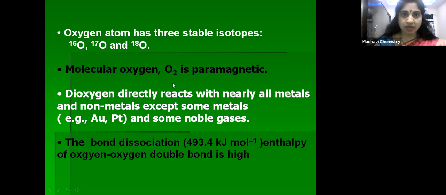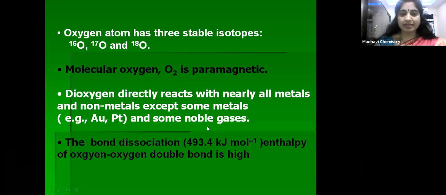So what are the things that we have discussed? Oxygen has three isotopes, O16, O17, O18. Isotopes have the same atomic number but different mass numbers. Molecular oxygen is paramagnetic because it has anti-bonding molecular orbitals, pi star 2px and pi star 2py, with single unpaired electrons. That's why it is paramagnetic in nature, weakly attracted towards the magnetic field. Dioxygen can react with all metals and non-metals except some noble metals, gold and platinum, and with some noble gases.